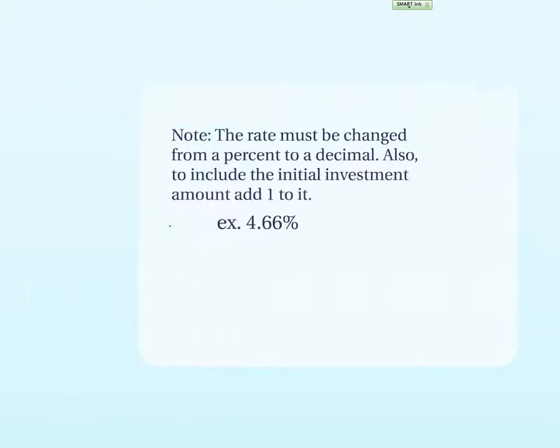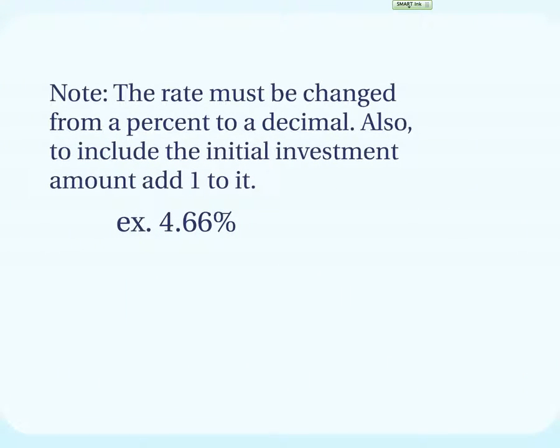So here's the deal with the rate. It must be changed from a percent to a decimal, number one. Number two, and this one is a little weird and can take a little bit of time to wrap our minds around, but we want to include the initial investment when we find our amount, right? So because we want to include the initial investment amount, we have to add 1 to it.